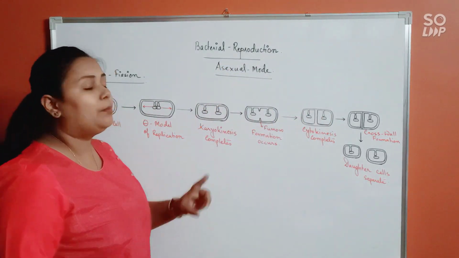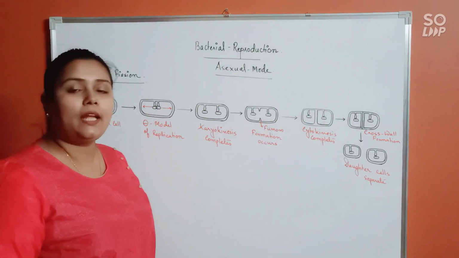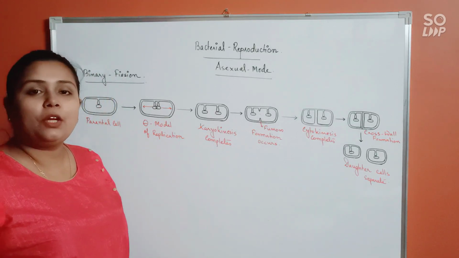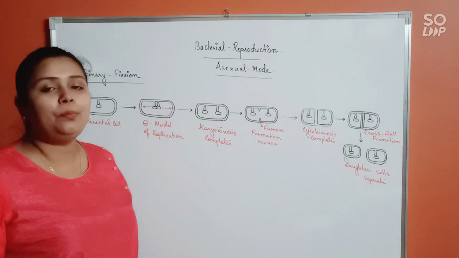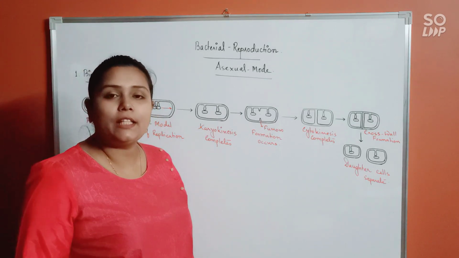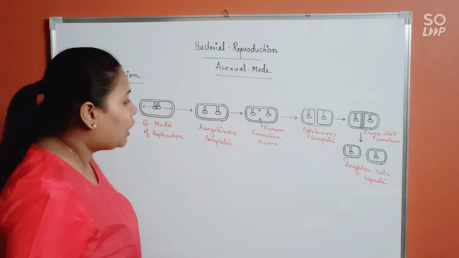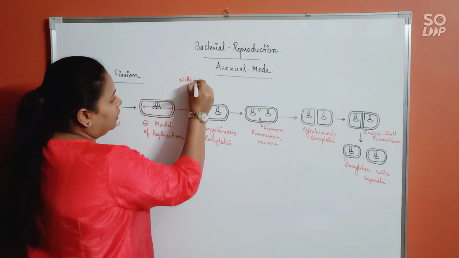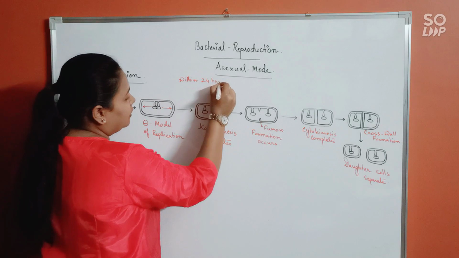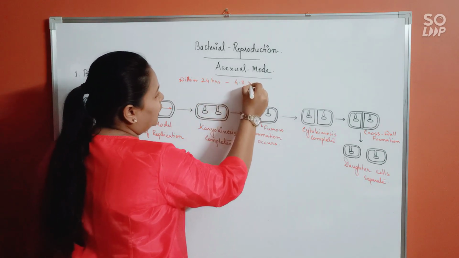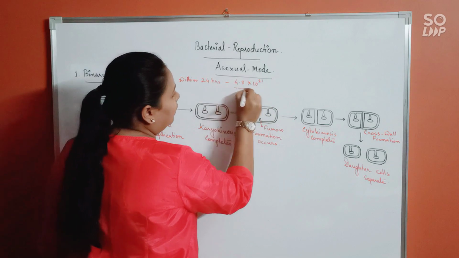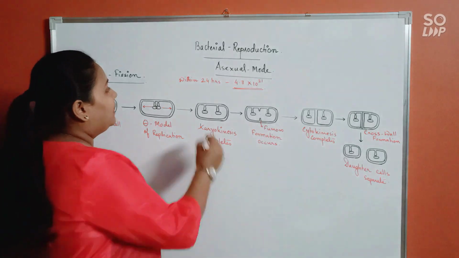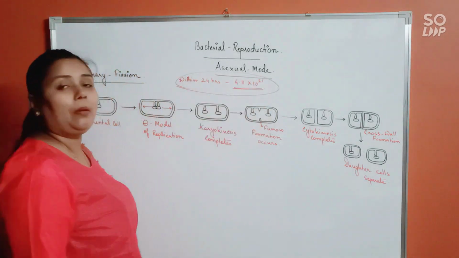Alright, so this is the most common mode of asexual reproduction seen in bacteria during favorable conditions, and that is binary fission. Because in a typical bacterium, binary fission occurs every 20 minutes, from a single parental cell within 24 hours, some 4.7 into 10 to the power 21 cells or descendants can be formed. Alright, that's a very important thing for you to remember.